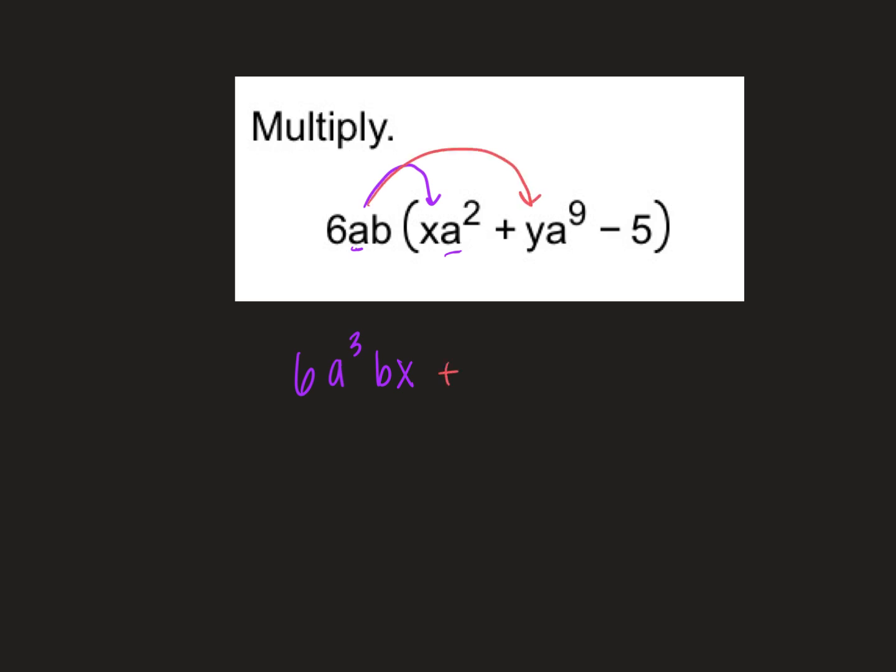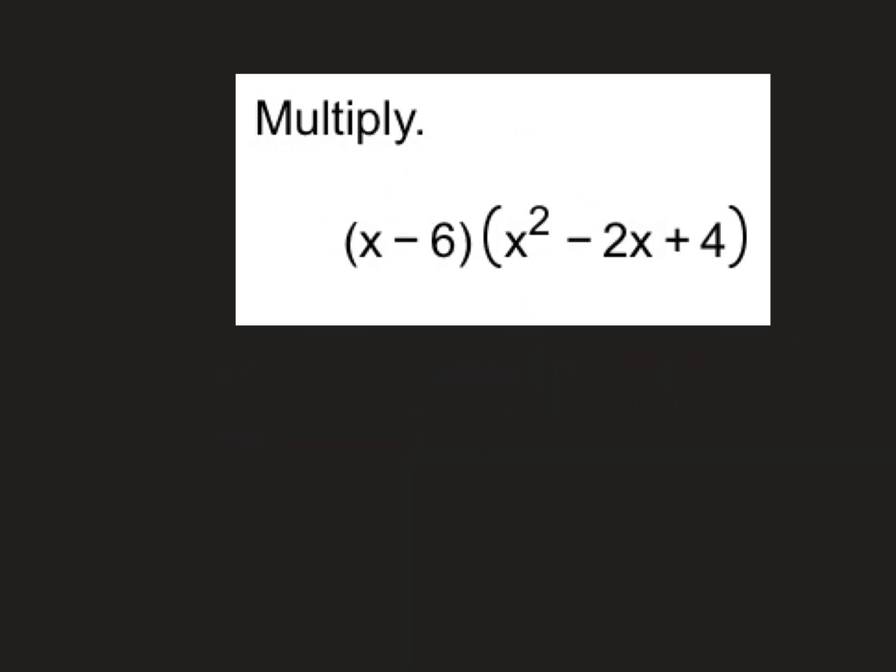So I'm going to go plus 6. A times a to the 9th is a to the 10th. B tags along. Y has no friends. And our last guy, we go this way. So 6 times negative 5 is negative 30. Then just a B. That'd be it.